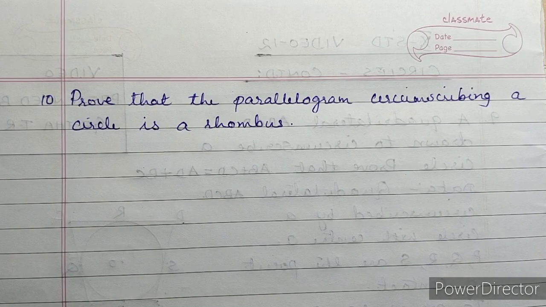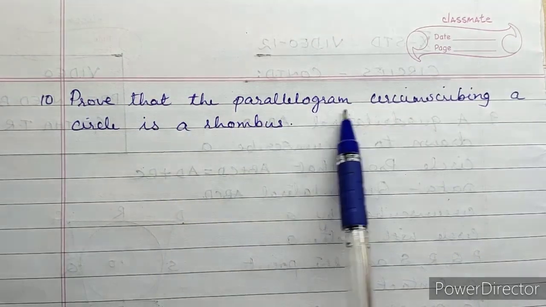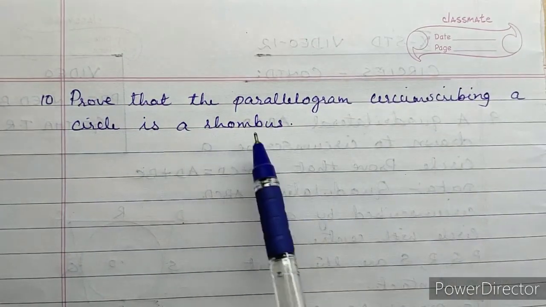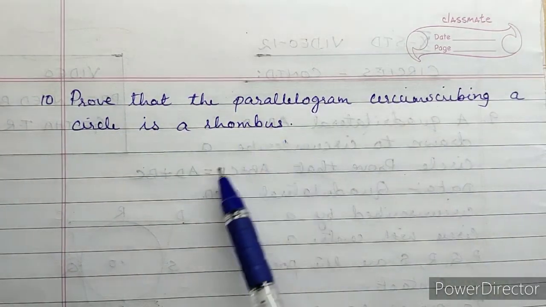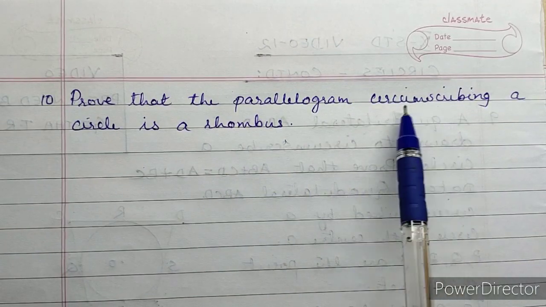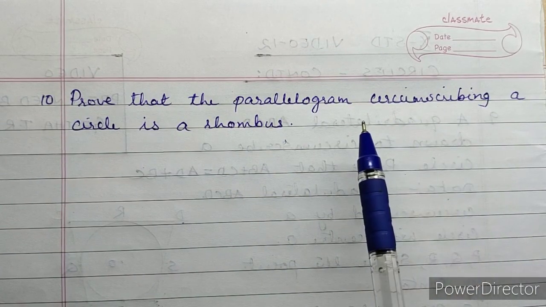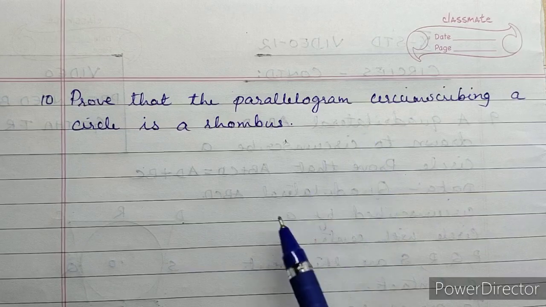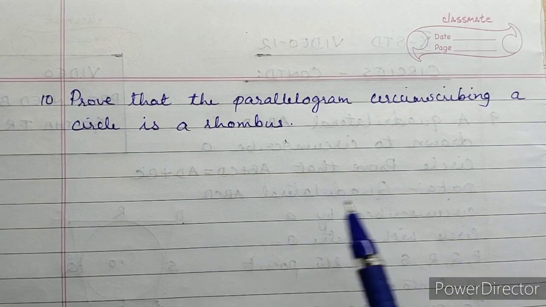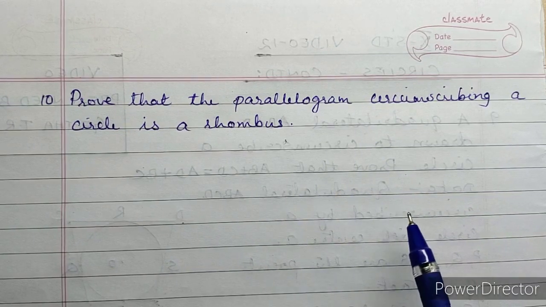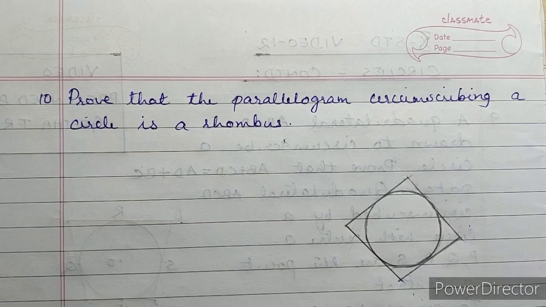Next sum. Prove that the parallelogram circumscribing a circle is a rhombus. The diagram is not given, so you have to draw the diagram. Circumscribing means how will it come? Same like the previous sum. The rhombus is outside and the circle is inside. So a circle inside the rhombus. Like that you have to draw the diagram. So this is the diagram.